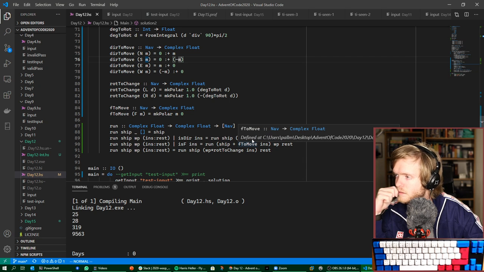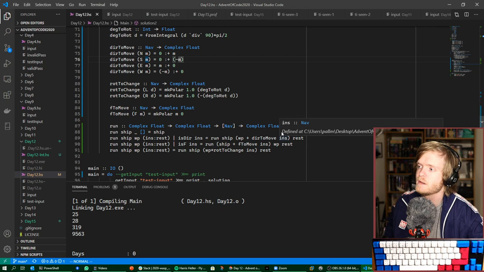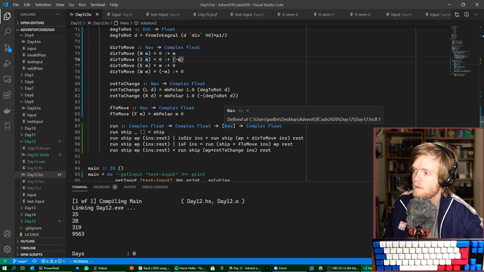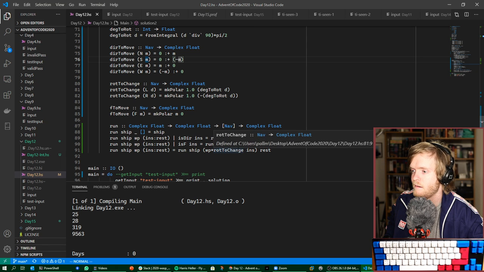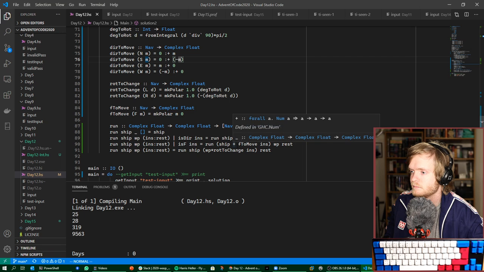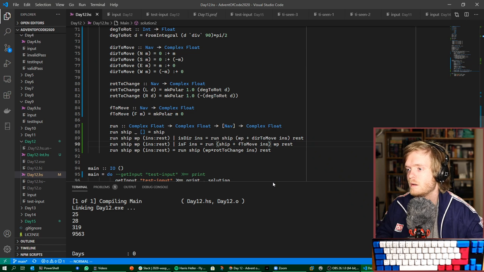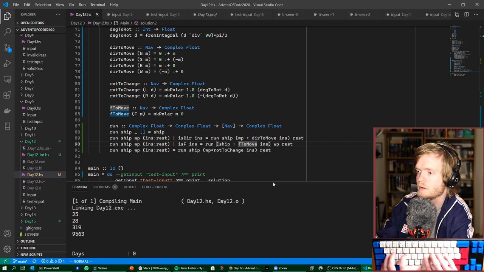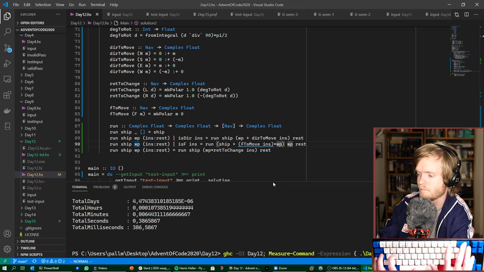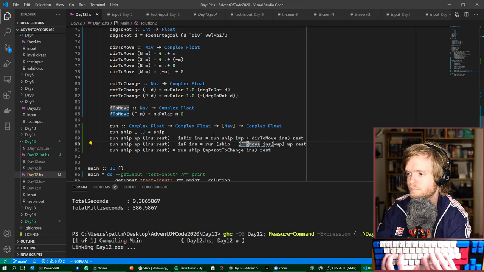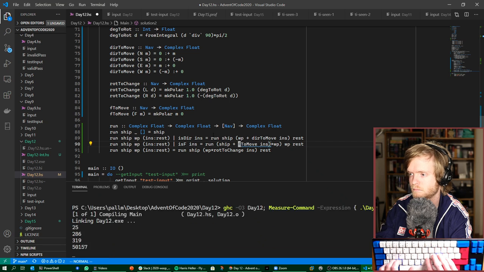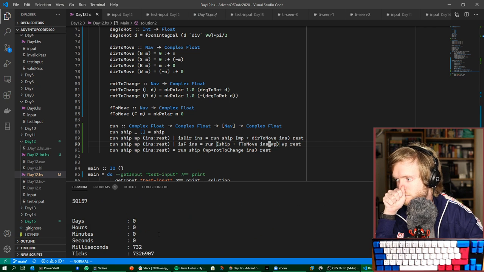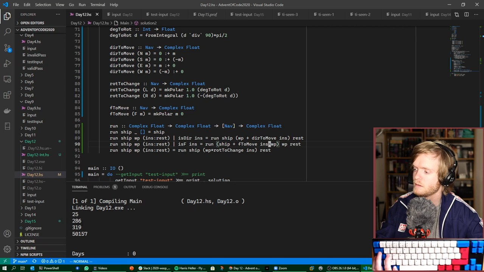It goes north, then it goes north, goes south, it goes south, east goes east, west it goes west. So left rotation, right rotation. No, wait, this is wrong. This should be F to move times VP. I think that's the issue here. Yeah, now it's saying 2086 and 319. Yeah, now it's correct.